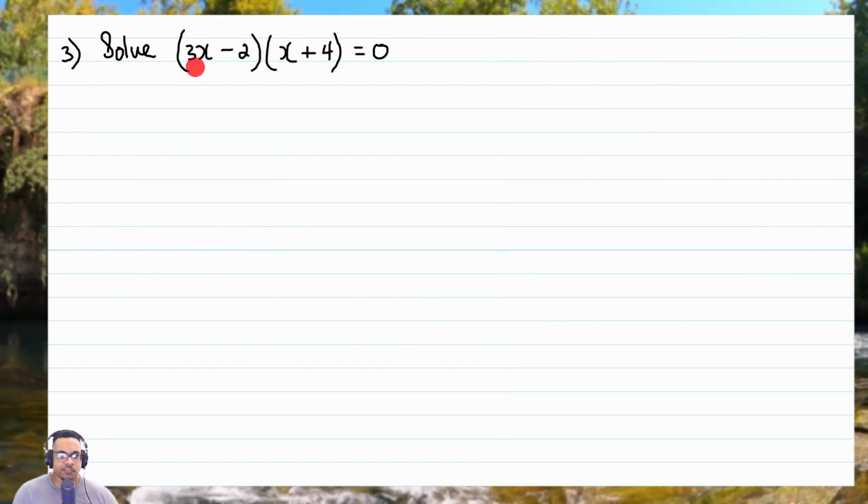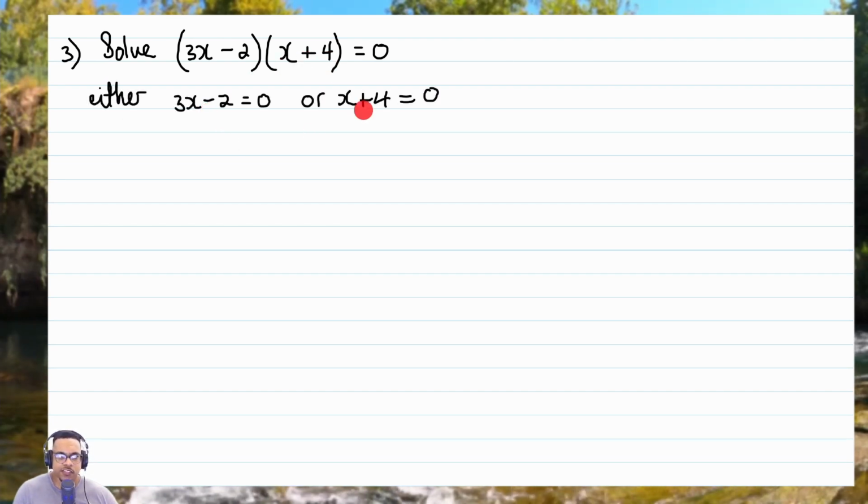In this equation, I have 3x take away 2 multiplied by x plus 4. So I have something being multiplied by something and it's equal to 0. Therefore, I can say either 3x take away 2 is equal to 0 or x plus 4 is equal to 0. And now I'll solve these two equations and get the answers for x.